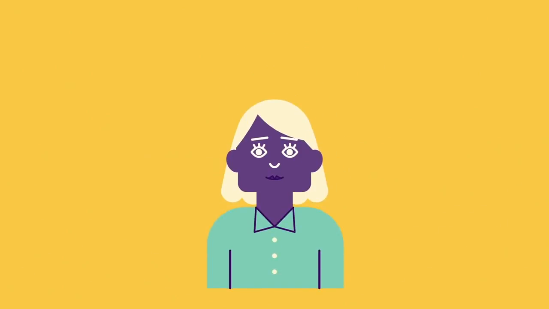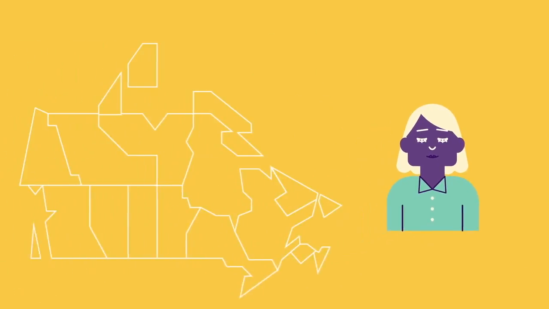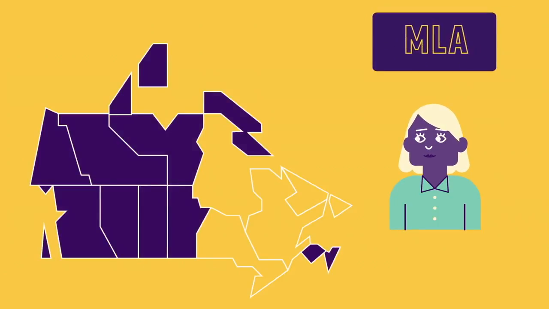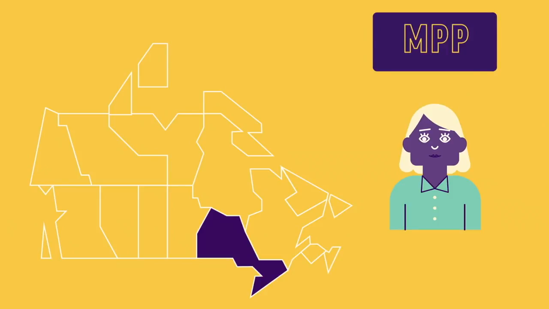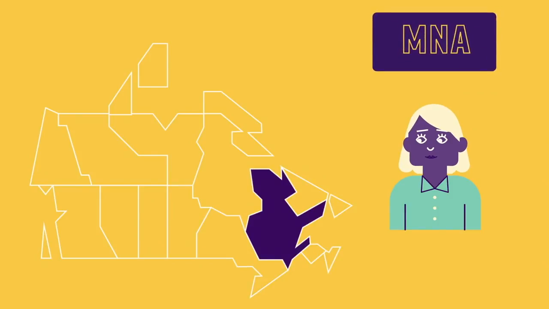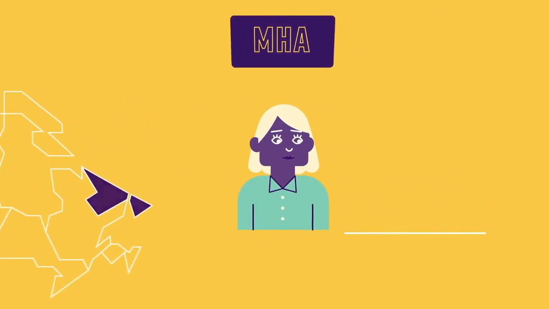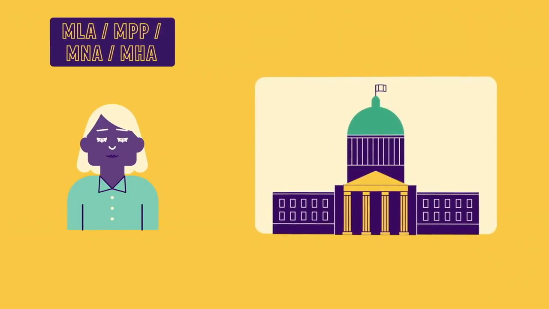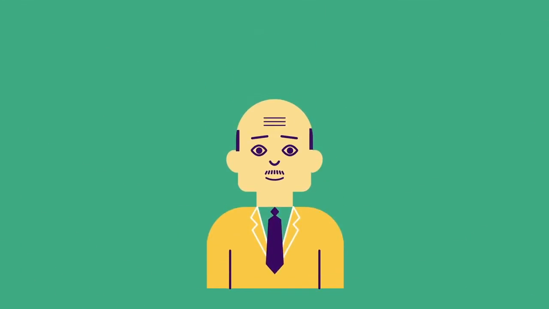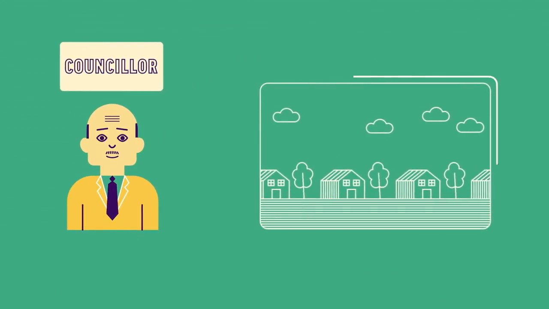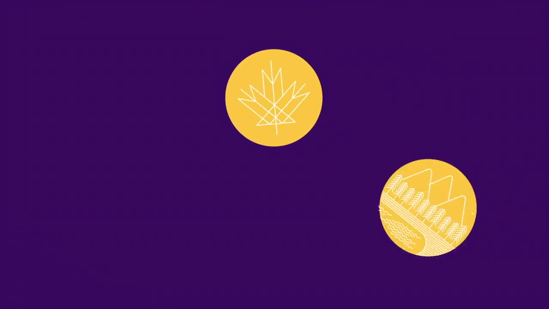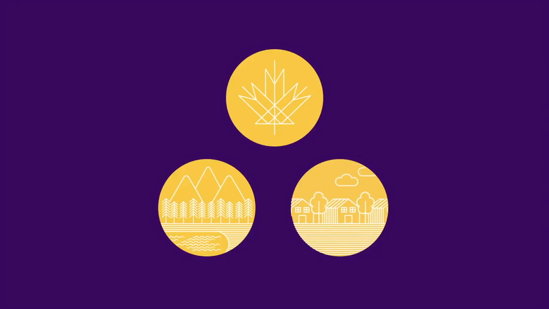Then, depending on where you live, the provincial or territorial elected representatives are known as members of the Legislative Assembly, members of provincial parliament, members of the National Assembly, or members of the House of Assembly. They meet at their respective legislatures in the capital of the province or territory. Finally, at the municipal level, our elected representatives are normally called councillors or aldermen, and they meet at their city or town hall. Each level of government also has a leader.